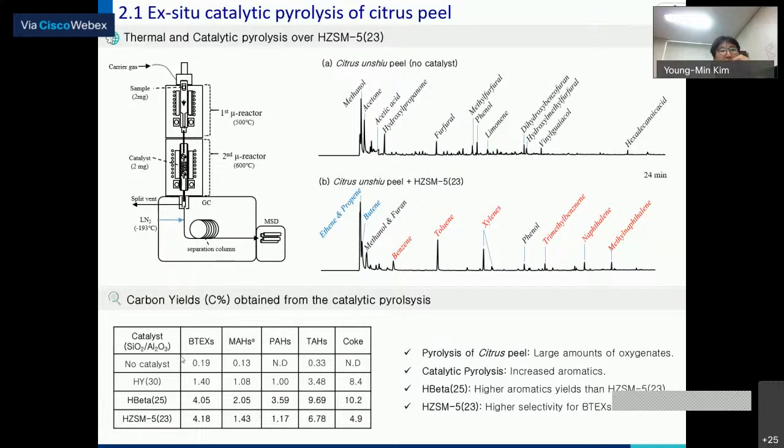So we can get the product yield for the catalytic pyrolysis of biomass. As you can see, when we apply the HZSM-5, the total aromatic yield is 6.78 carbon%.